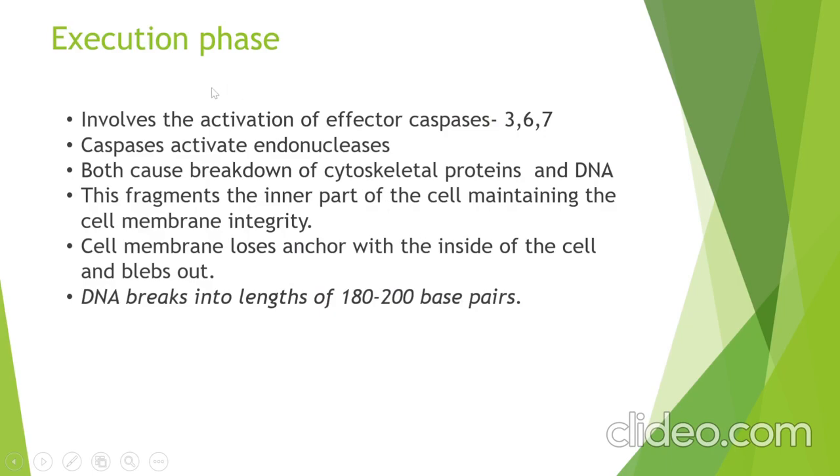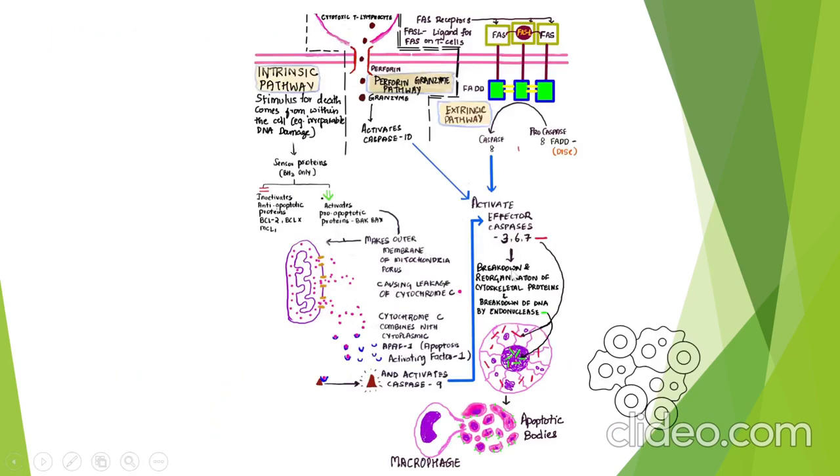In the execution phase, there is activation of effector caspases number 3, 6 and 7. These 3 caspases together with endonucleases break down the cell into small fragments called apoptotic bodies. We'll see how that happens. Here the initiation pathway is over and there is activation of effector caspases. The effector caspases will go and start breaking down the cytoskeleton of the cell. Now what is a cytoskeleton? It is something that holds the cell membrane to the nucleus, binds the cell membrane to the nucleus as well as maintains the shape of the cell. So when the effector caspases break down the cytoskeleton, the connection between the cell membrane and the nucleus is lost. So the cell membrane is now free to move away from the nucleus.